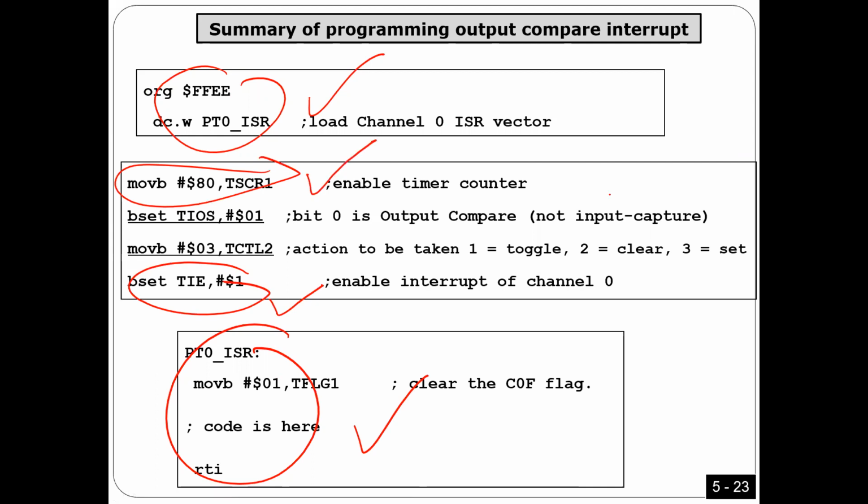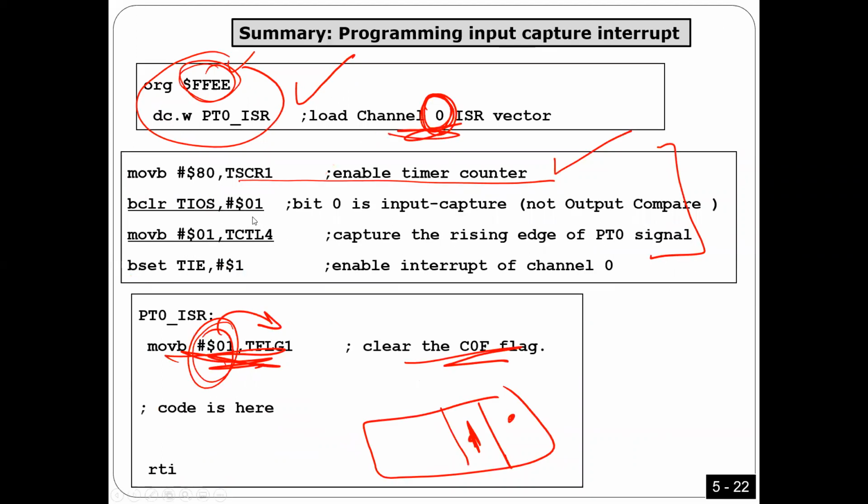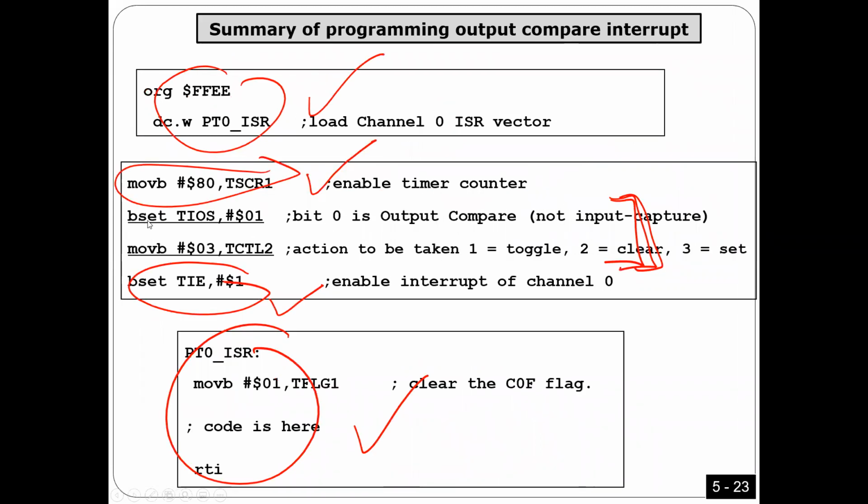So the only difference will be in these two. Here, because this one I used 1, here I used 0. Sorry, this one was bit clear, the other one was bit set, right? Because if you clear, you make it input capture. If you set, you make it output compare. So this is the only difference here.